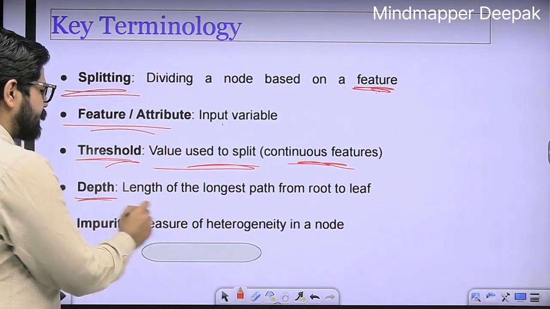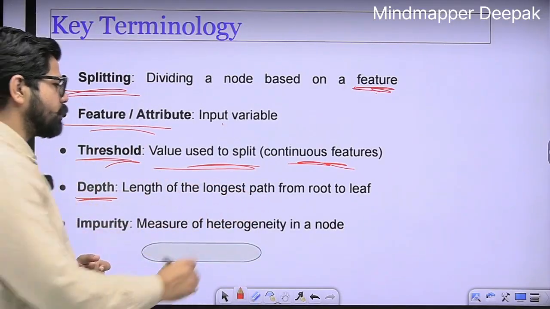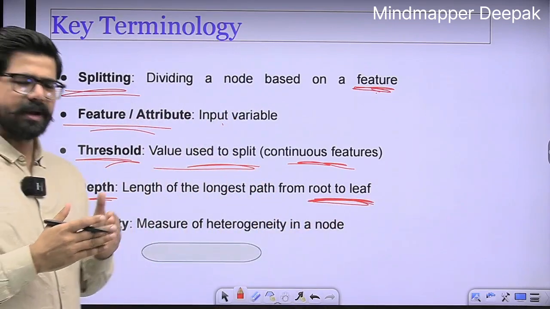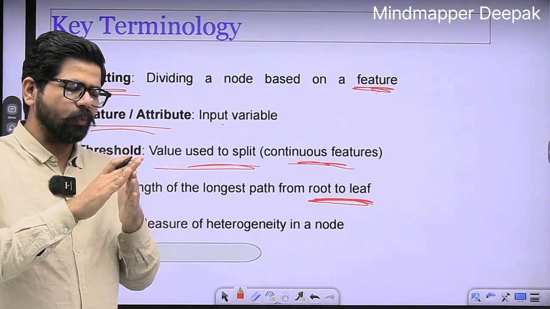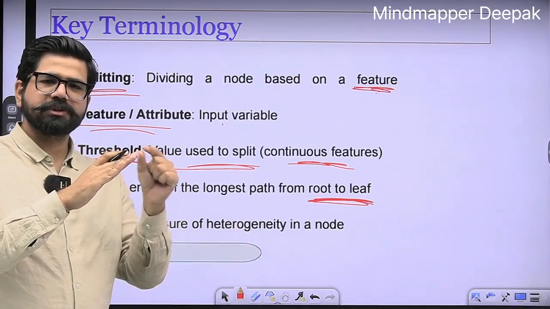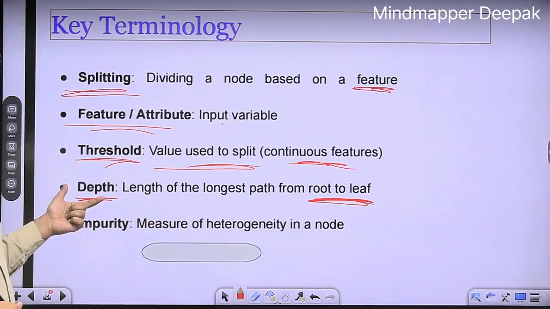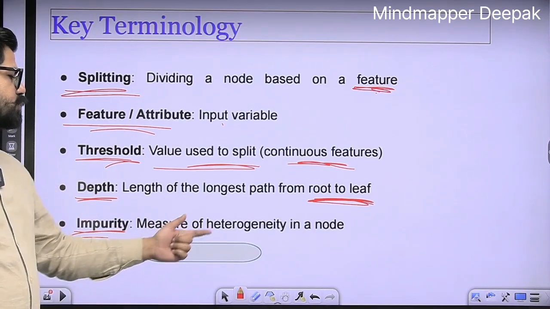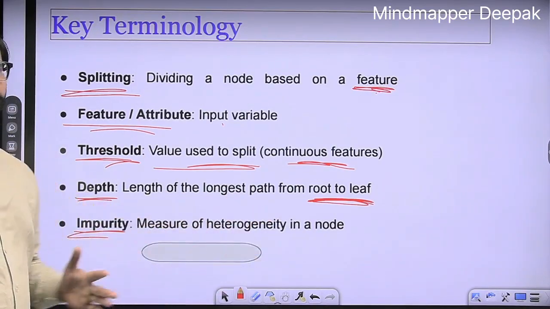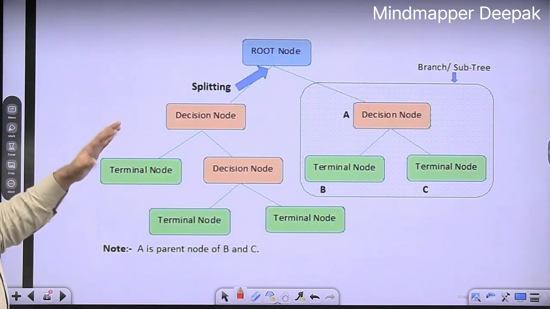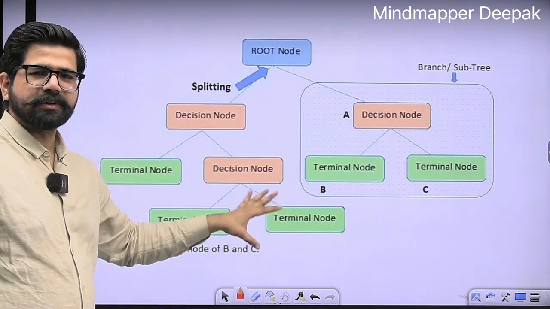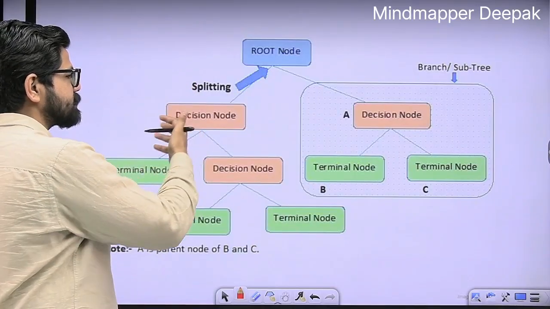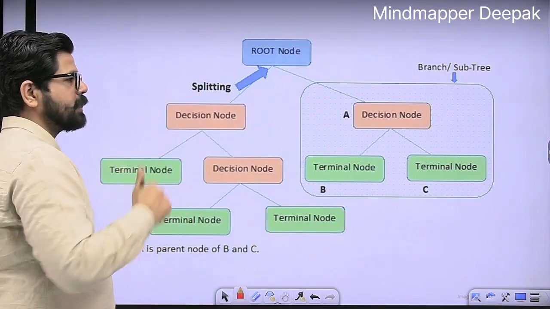Then the depth: the length of the longest path from the root to the leaf node. How much depth it is, that is in general known as the depth of the decision tree. Then impurity, the measure of heterogeneity in a particular node, is known as the impurity. Now I have shown this diagram through which you can easily understand what a root node is, what splitting is, what a subtree is, and what branches we have.